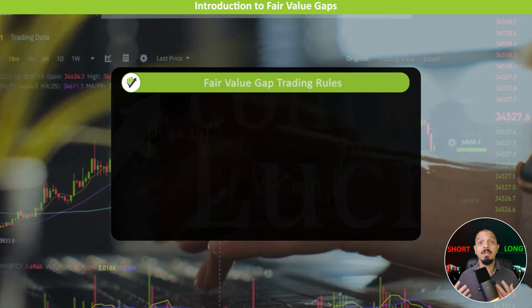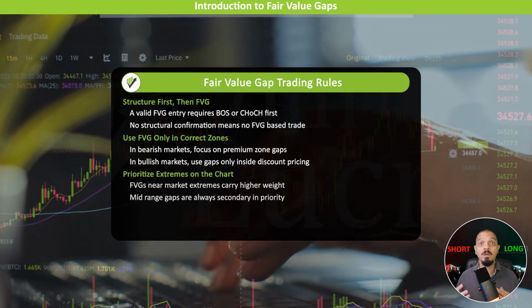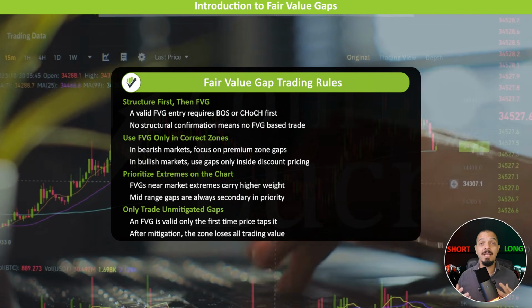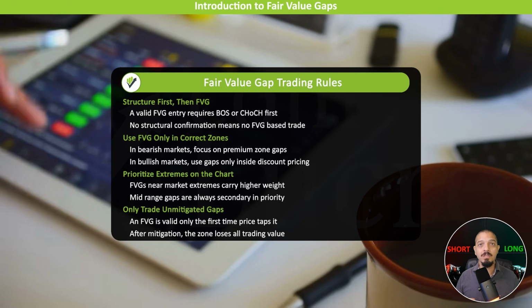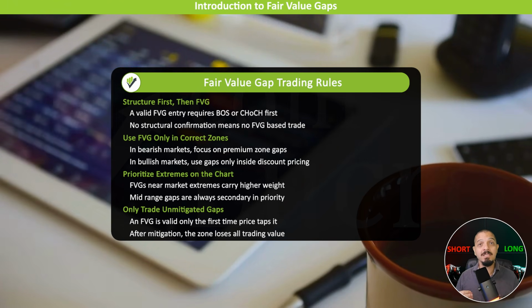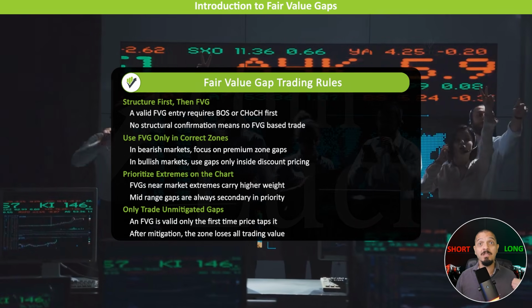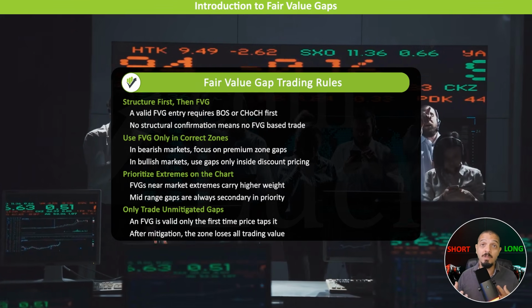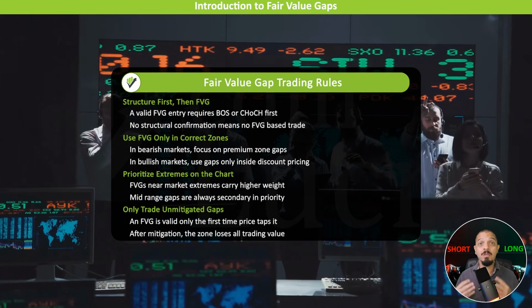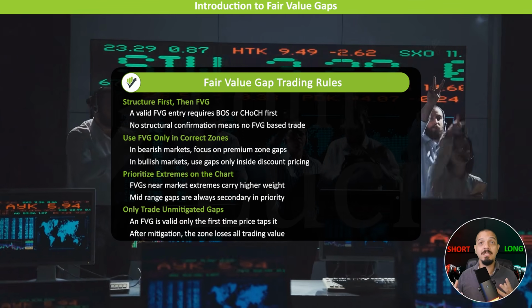With these rules in place, you now have a clear framework to identify, filter, and apply fair value gaps with precision. When used correctly, they help you stay aligned with market structure. Avoid low-quality setups and position yourself where institutional flow is most likely to respond. Understanding the mechanics is important, but knowing when a fair value gap truly matters is what transforms this concept into a reliable trading tool.